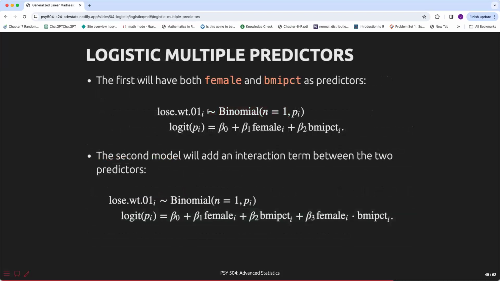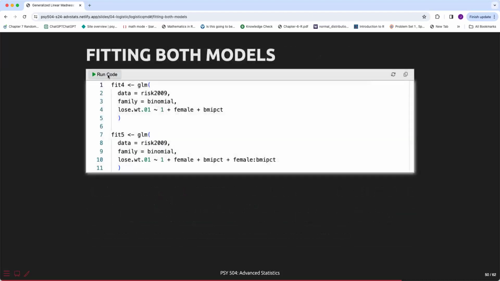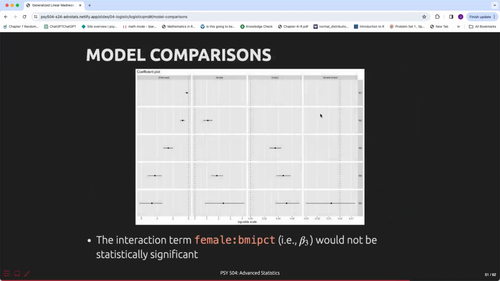Now let's go ahead and create models that look at the main effects, so just looking at female and BMI, and then also the interaction between these two things. Let's fit those models here. Just as a reminder, these are all the models that we fit thus far. Fit 1 included our intercept only. Fit 2 included just female. Fit 3 included just BMI. Fit 4 included both female and BMI, so our main effects model. And Fit 5 included the interaction between BMI and female.